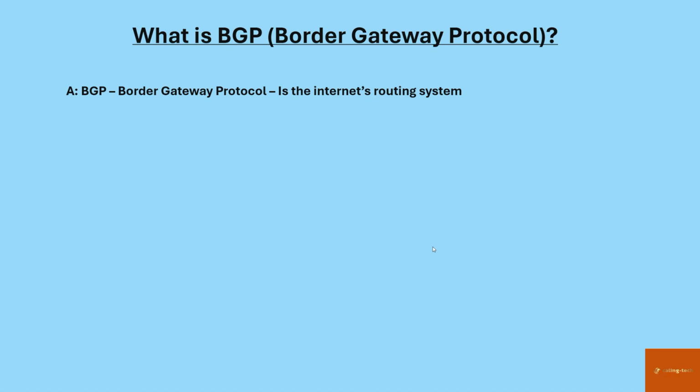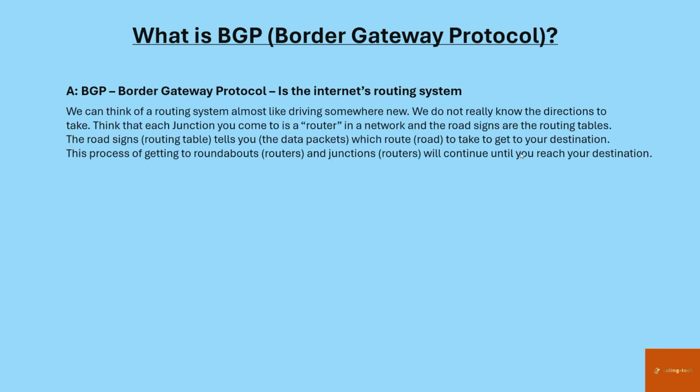As we stated in the previous slide, it's the internet's routing system. Just in case you're not sure what that means, we'll do quite a good explanation here, so that even people that aren't technical should be able to understand this. We can think of a routing system almost like getting in your car and driving somewhere new, somewhere you've never been. And imagine you don't have GPS either, so you don't really know the directions to take. You can have a look at your destination point on a map, and you can say, well, at the end of this road, I turn right.